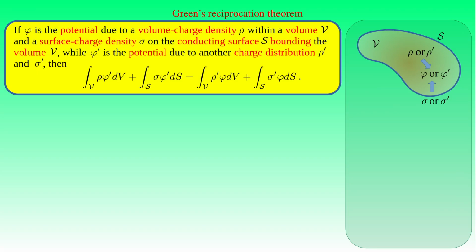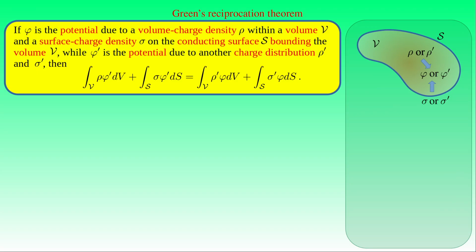Now we will discuss Green's reciprocation theorem, which we used in a special case to show the symmetry of the matrix of coefficients of potential, and demonstrate that the theorem is closely related to the energy of a system of conductors. The general form of Green's reciprocation theorem is the following.